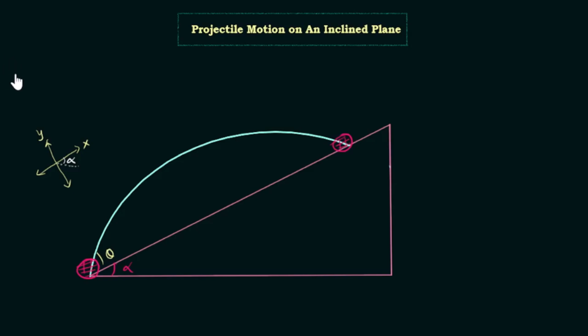Now here we have to find two parameters. One is time of flight, second is range. Consider one thing, that we are going to find two ranges. One range along the inclination, and second range along the horizontal.